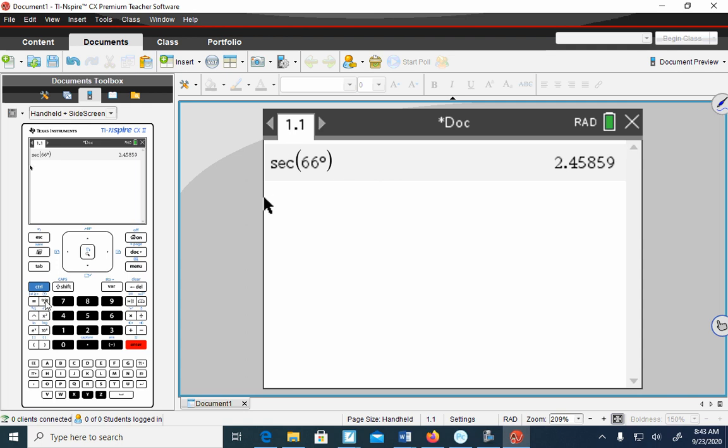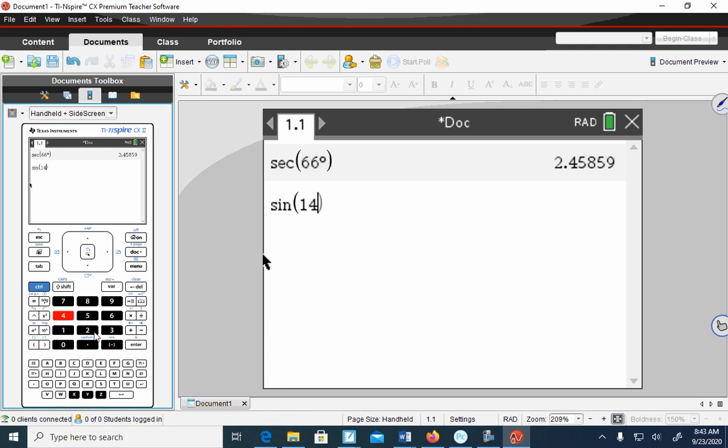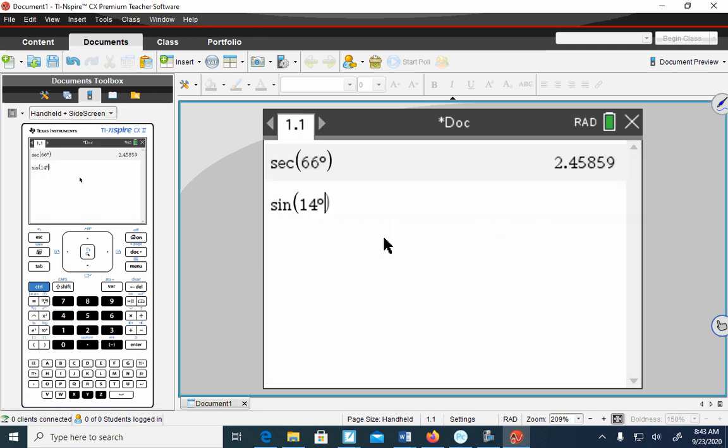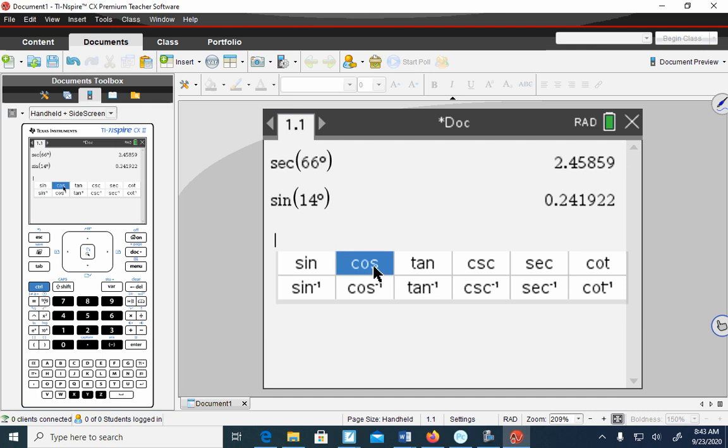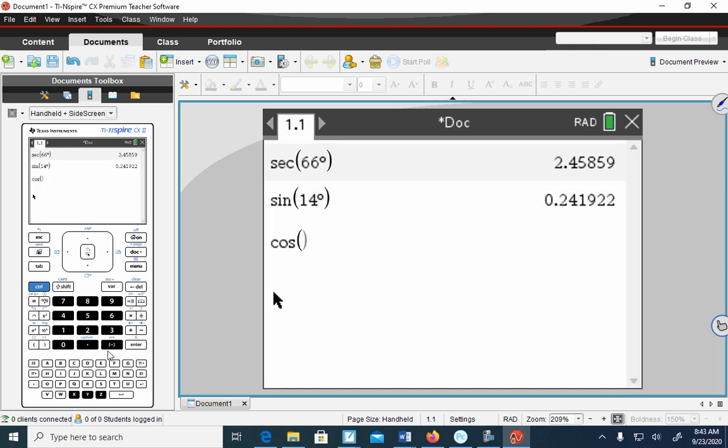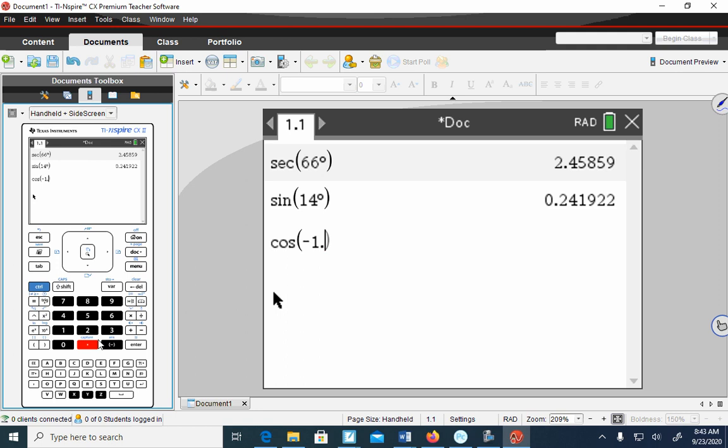Now I'm going to do the sine of 14 degrees, getting the degree symbol, and when I hit enter, I get 0.242. We're going to round to 3 decimal places. So the secant would be 2.459 actually. Then cosine of negative 1.3, and I'm going to get 2.67, 3 decimals, I'm good.